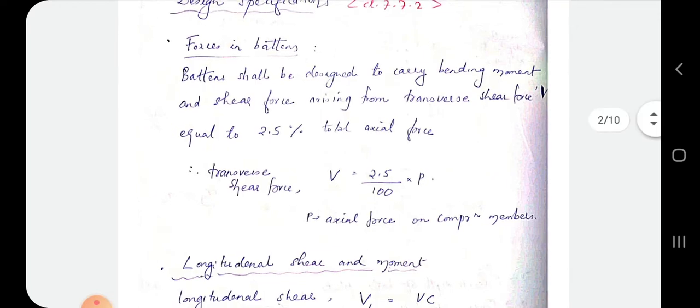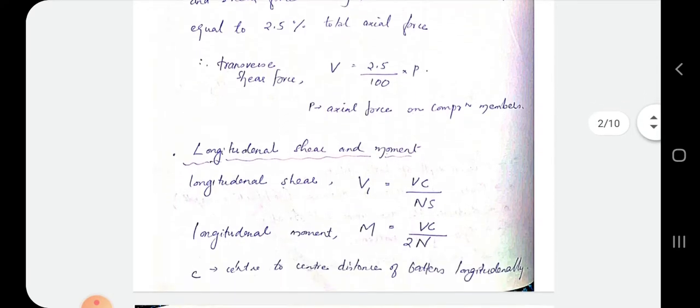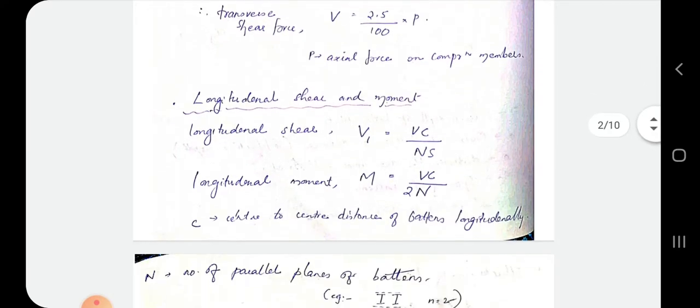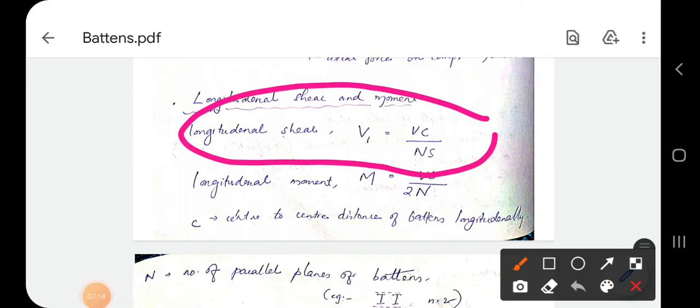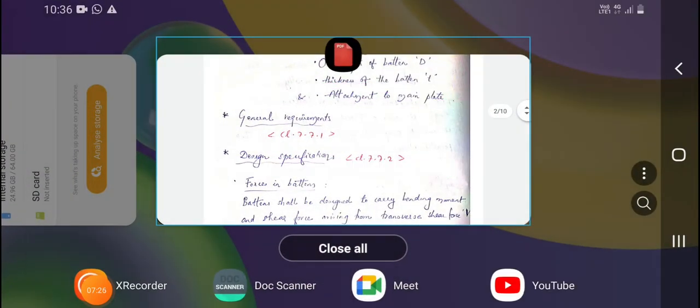The transverse shear is equal to 2.5 percent of the axial load. Just like in lacings, we have to find the transverse shear force, and from this transverse shear force there will be longitudinal shear and moment. The longitudinal shear force is given by V1 = V C / (N S), that is, V into C by N into S, and it is given in the IS code.